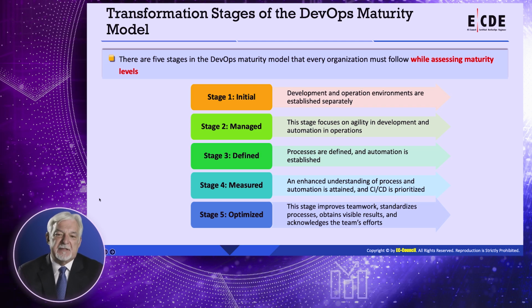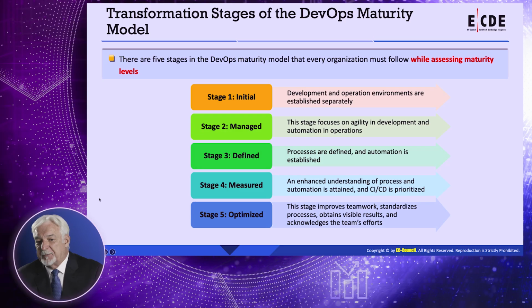The next maturity stage is where we see measurements starting to kick in. We're talking about performance indicators of the dev team, or the results of customer satisfaction, whatever. We get to a point where we can actually start measuring what's being done in DevOps. It's an enhanced understanding of process and automations attained. And also you see continuous improvement and continuous development prioritized, if you will.